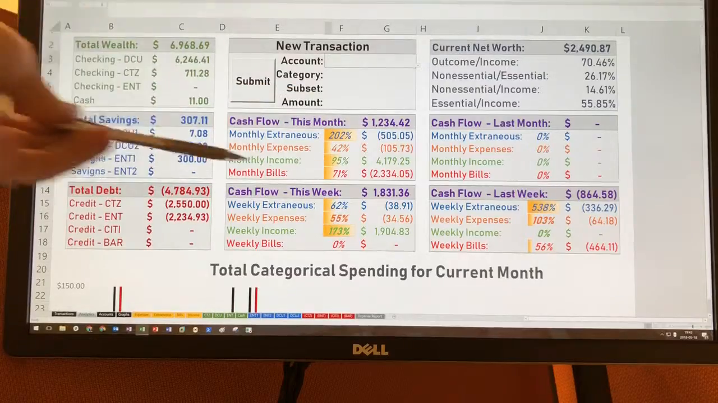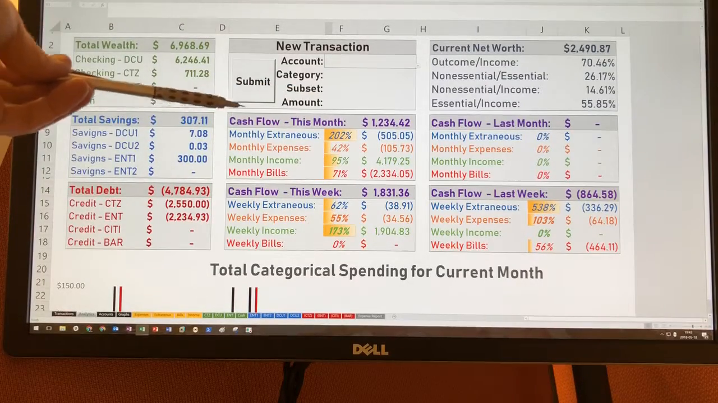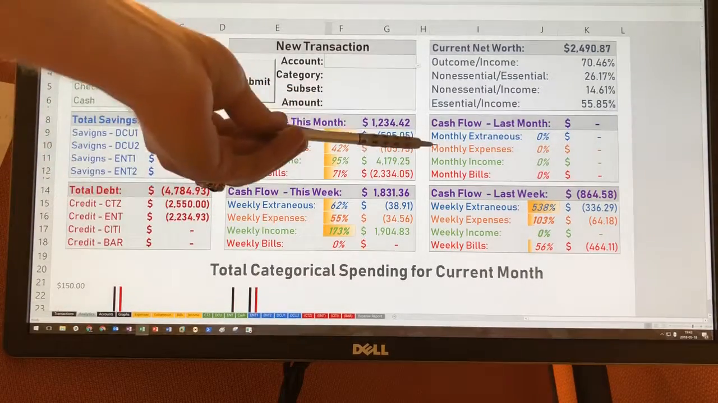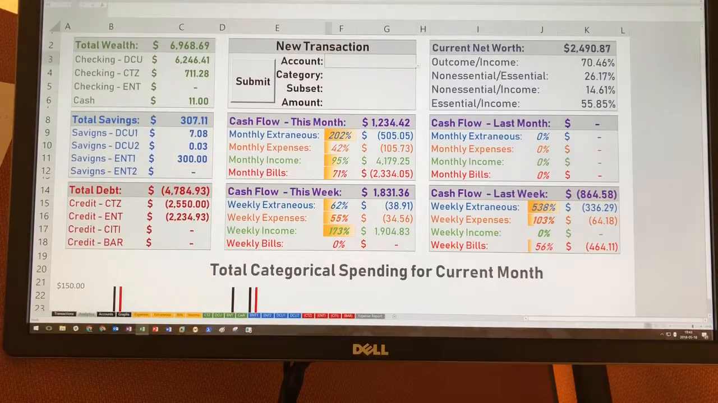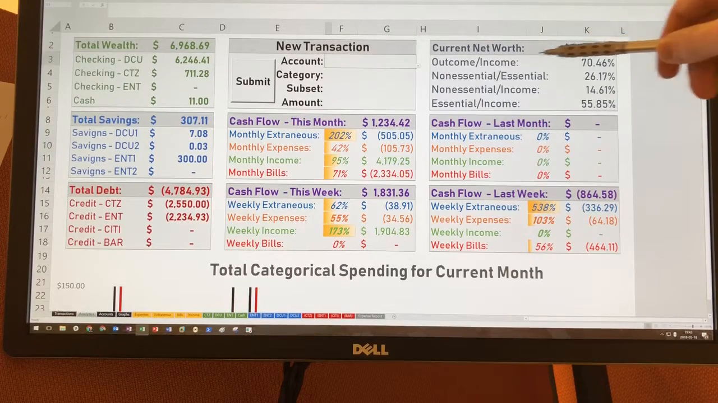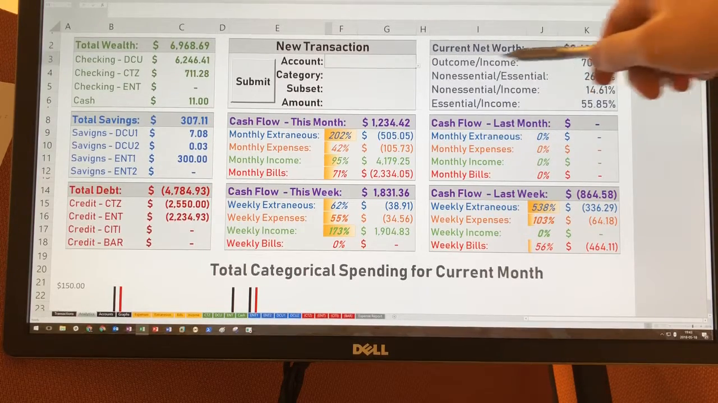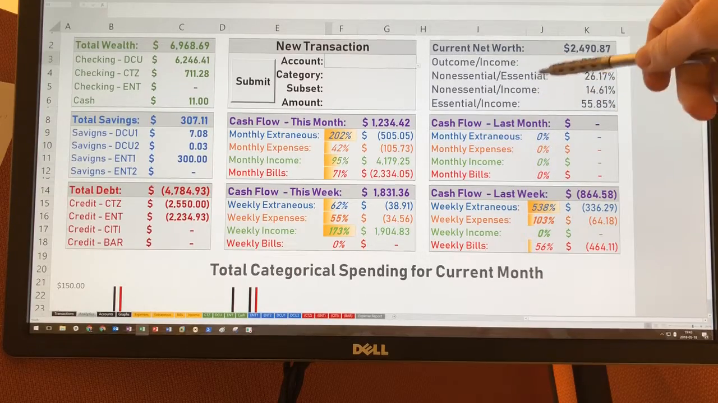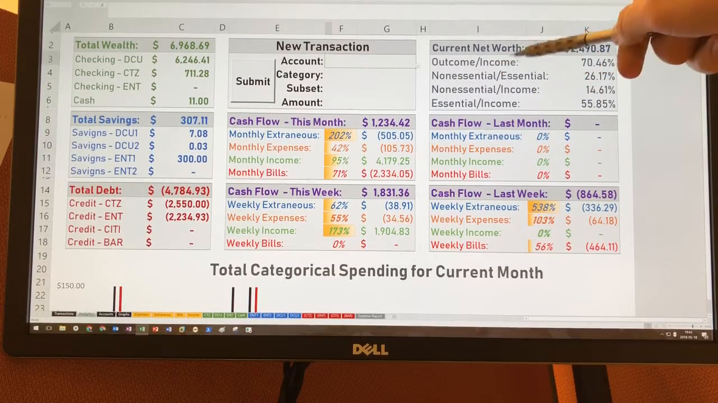So this is the total of those for the month, for the week, for last month, and for last week. And then lastly up here, I have my current net worth. This is if I paid off all of my credit cards and loans right away, right now, what would I have left over? And then these are all analytics further of the month, but really ratios.